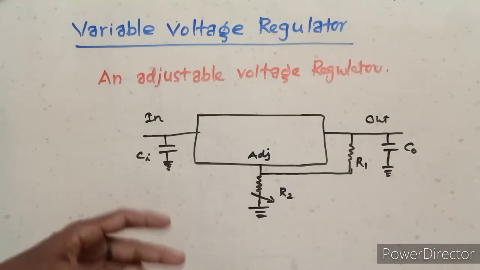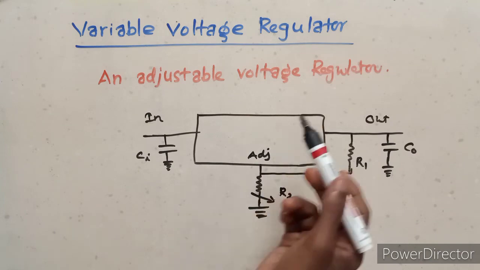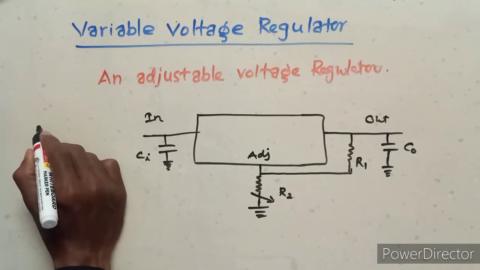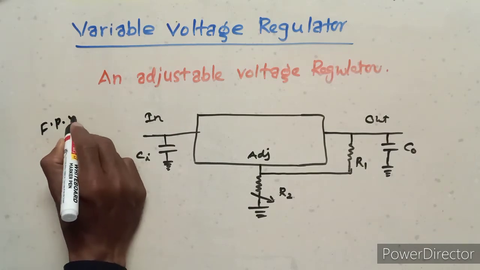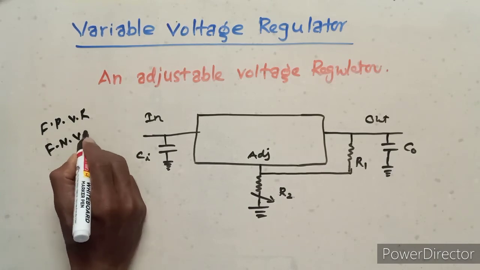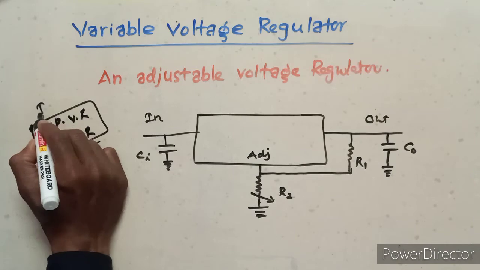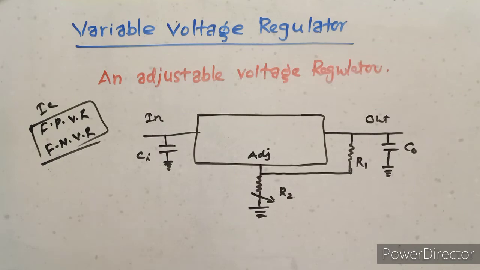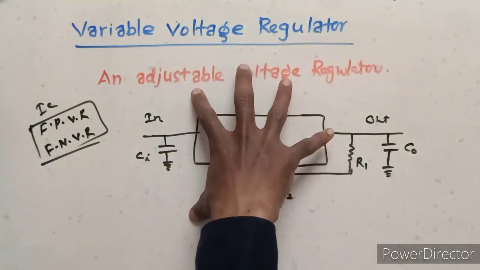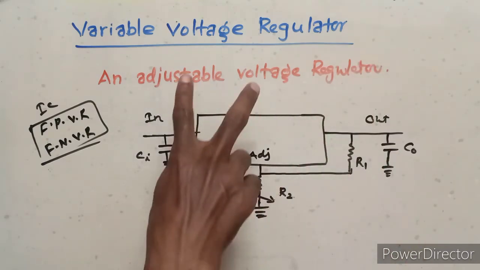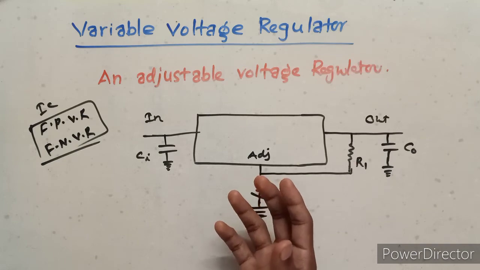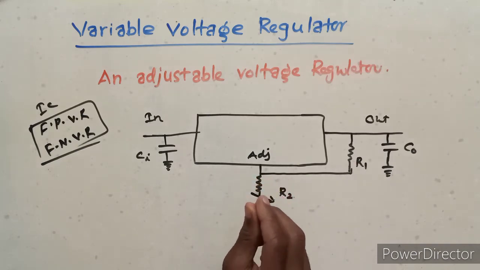Next classification is the variable voltage regulator. This is also an adjustable voltage regulator. We know the fixed positive voltage regulator and fixed negative voltage regulator integrated circuits. But in an adjustable, or variable, voltage regulator, the output voltage produced is adjustable.